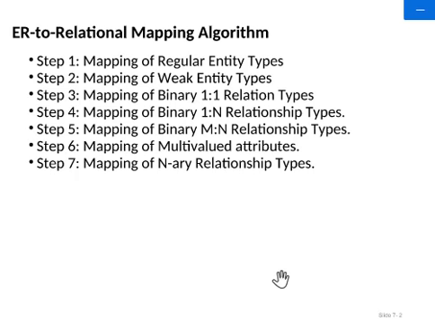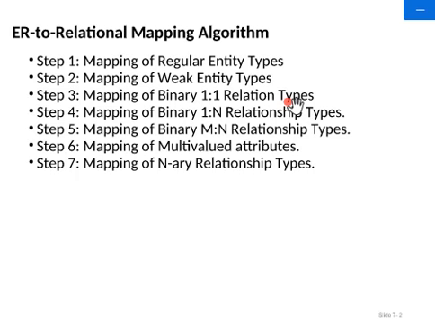Then next we move on to mapping of weak entity types. So we will search whether a weak entity type is represented in the diagram or not. If it is there, then that weak entity type also we will be converting into a relation. Then we will be mapping binary 1:1 relationship types. In the diagram, we check whether there is any 1:1 relationship type. If that is there, we will map it.